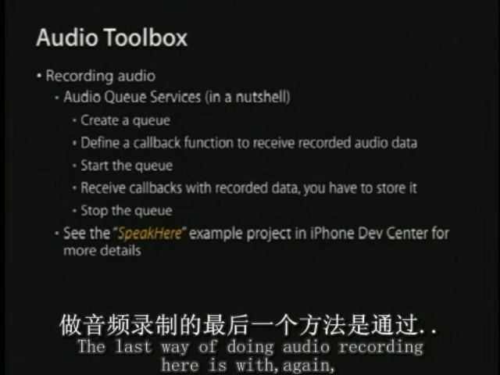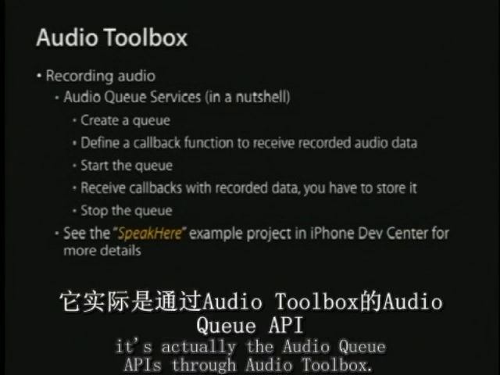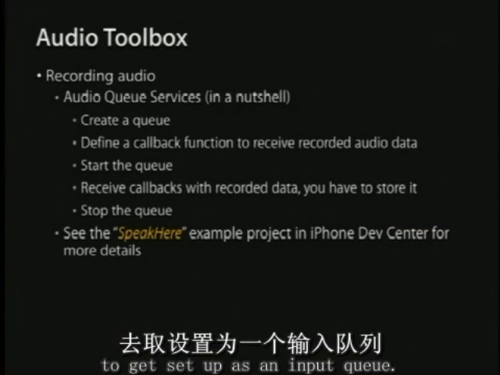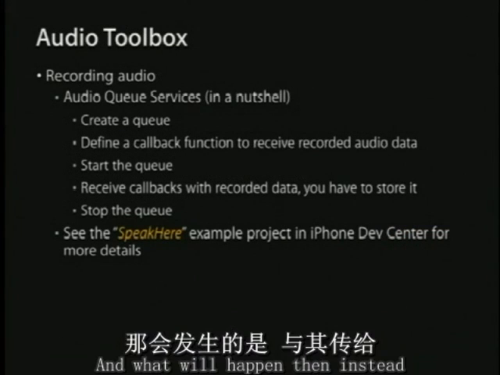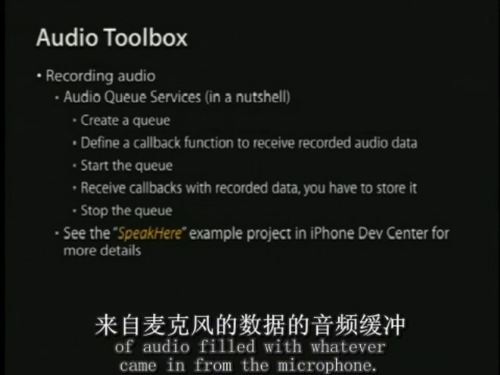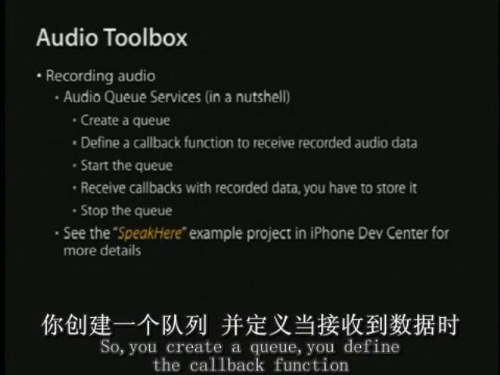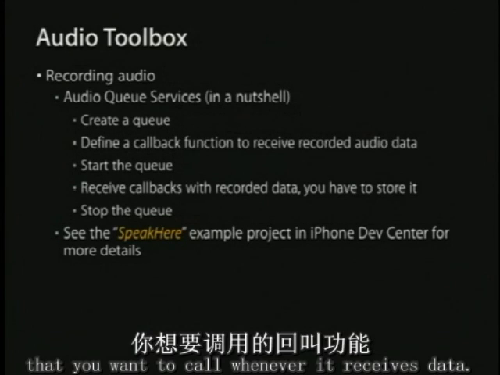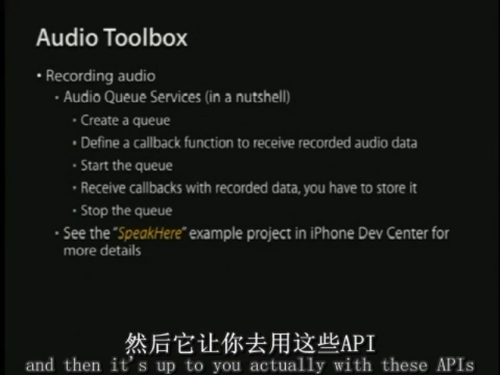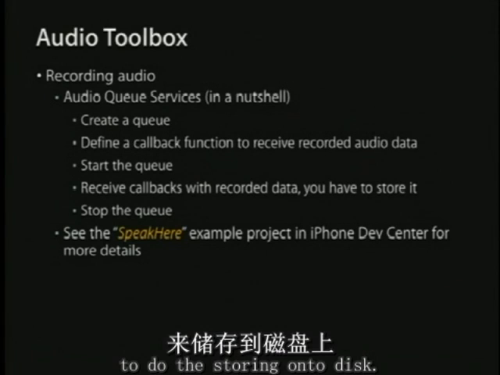The last way of doing audio recording here is, again, actually the audio queue APIs through Audio Toolbox. You can tell your audio queue to get set up as an input queue. What will happen then, instead of feeding the queue buffers, it will feed you buffers of audio, filled with whatever came in from the microphone. So you create a queue. You define the callback function that you want to call whenever it receives data. You start the queue, and that'll start recording. And then it's up to you, with these APIs, to do the storing onto disk.